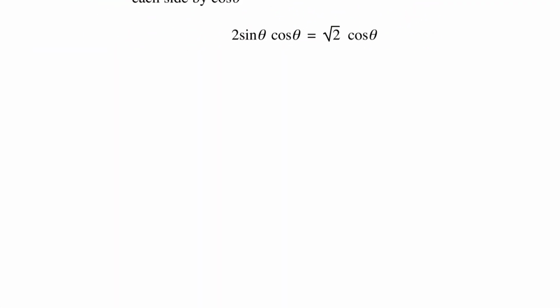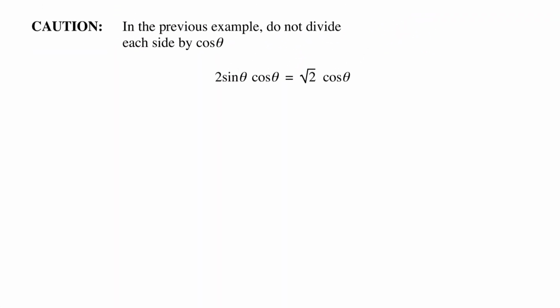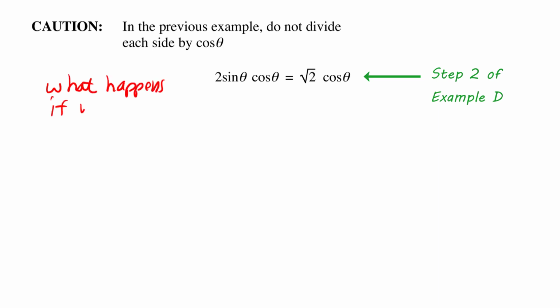Now I want to present this caution to you. What we see here is the second step of the previous example, where we had 2 sine theta times cosine theta equals square root of 2 cosine theta. And the question arises, what happens if we divide by cosine theta? Well, let's check it out.